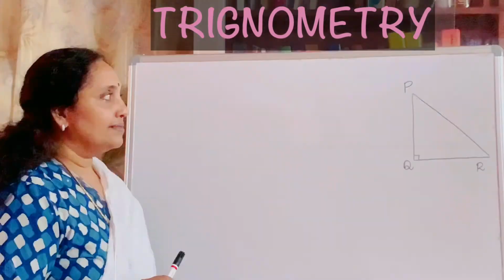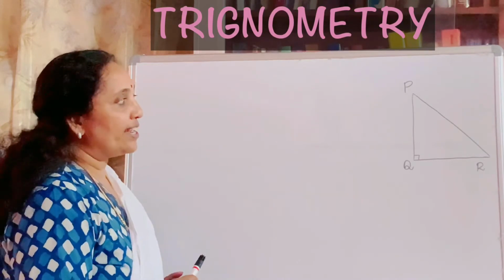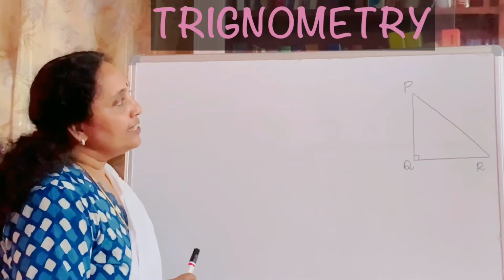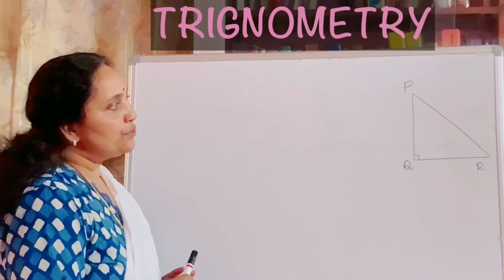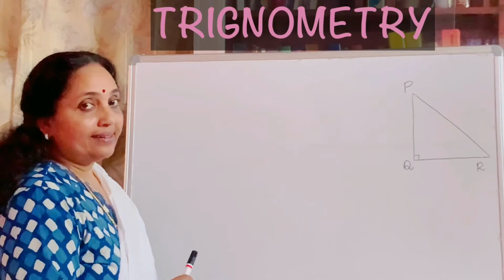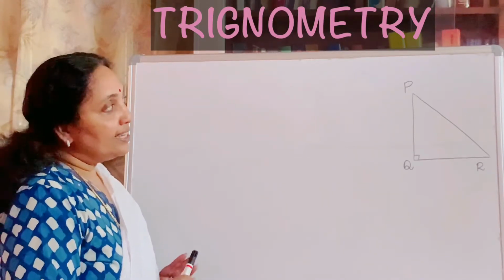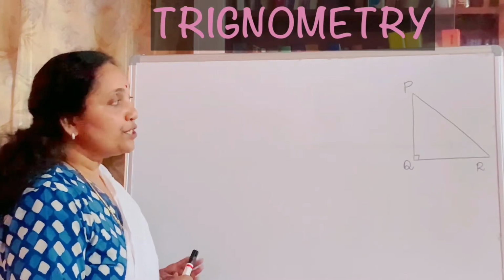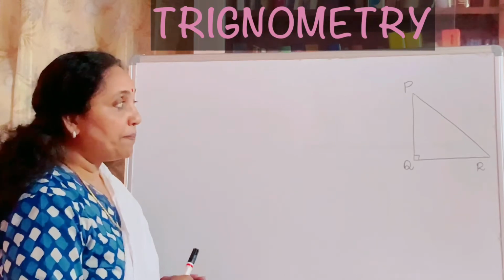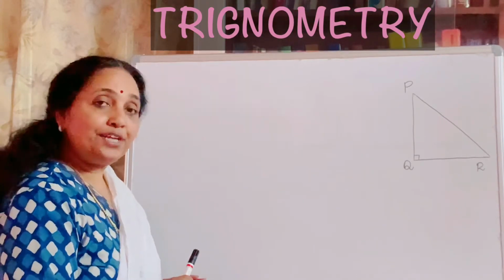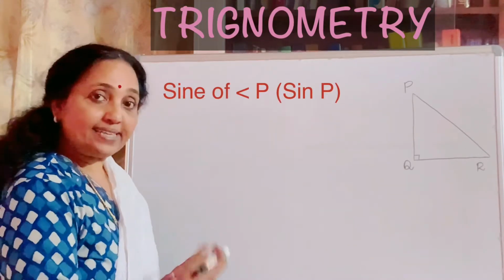Now, let us see some ratios of the sides in this triangle PQR. Take angle P as a reference angle. Then the side opposite to angle P, we know that is QR, isn't it? Yes. And the hypotenuse is PR. Then the ratio of the side opposite to angle P to its hypotenuse, that is QR by PR, is known as sine of angle P or sine P. Then what is sine P?